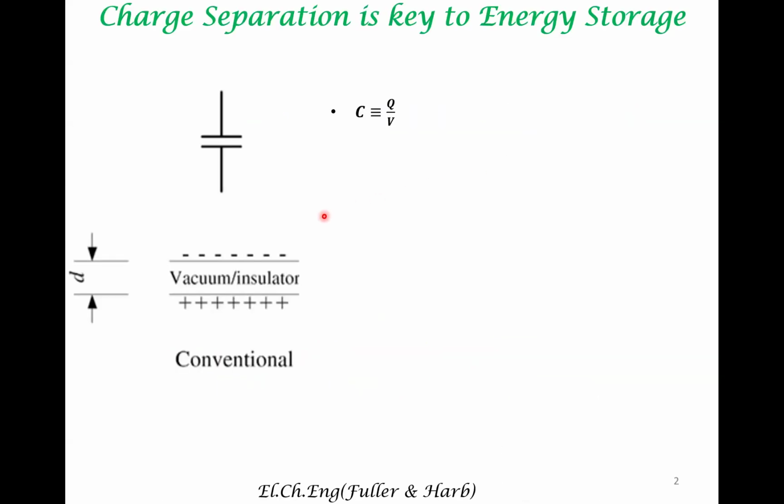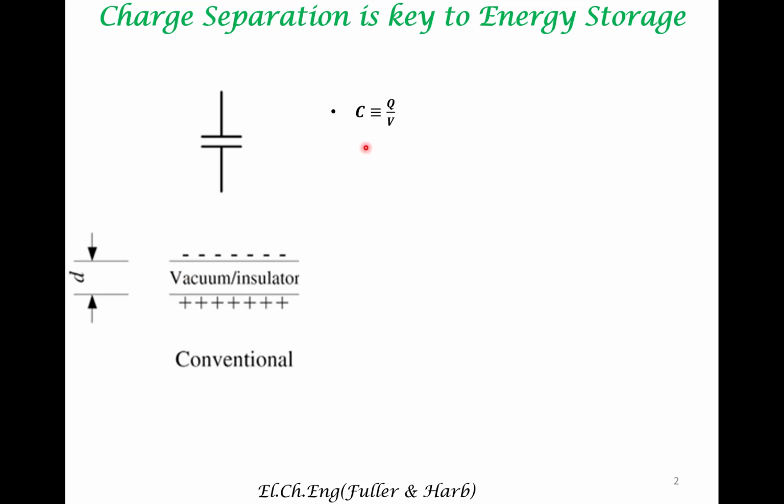So a simple capacitor from your high school times is referred to by this symbol. All you have is a metallic plate wherein one metallic plate has negative charge and the other metallic plate has positive charges in them. These two are separated either by vacuum or they can be separated by an insulator. And there is a specific distance between these two plates.